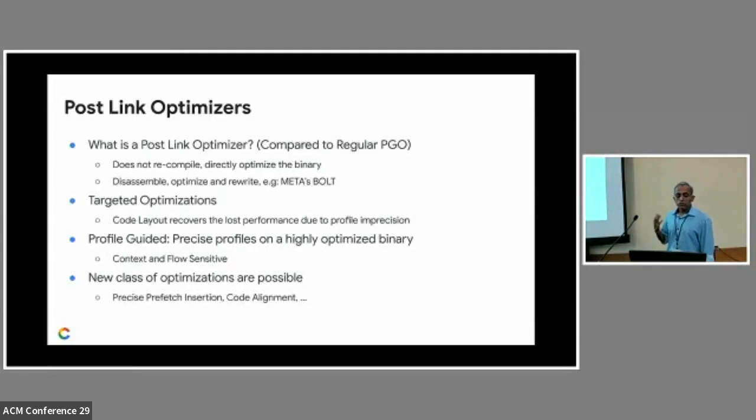Also, post-link optimizers are profile-guided, and since they profile this highly optimized binary, the profiles are very precise and both context and flow sensitive. And post-link optimizers and binary optimizers enable a new class of optimizations. We could now look at code alignment for better DSB utilization, precise insertion of prefetch instructions, etc. So this is all very exciting.